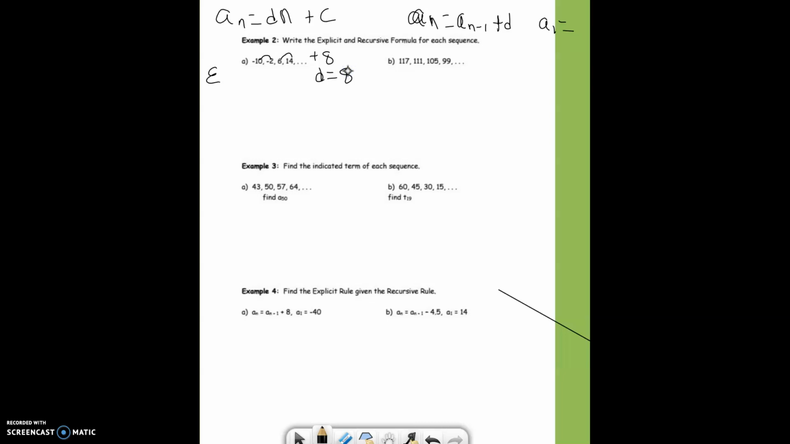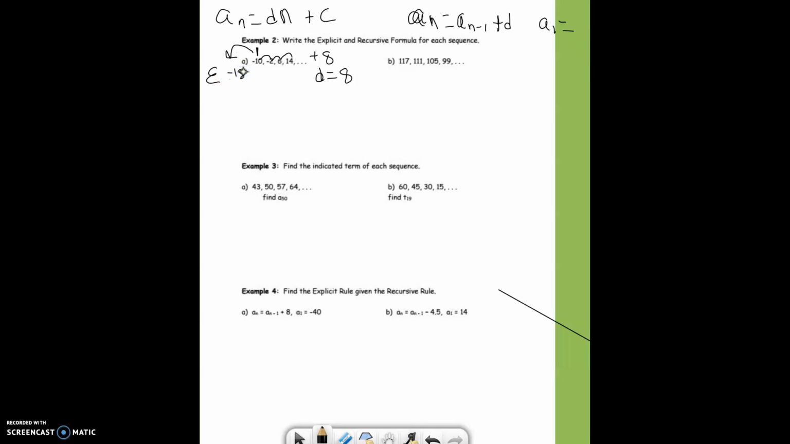Now, C is what I call the zero term. If you look at this term and we're going up by 8, and this is my first term, what would the term before this be? That's going to give me my C value. If you think about it, instead of adding 8, I would subtract 8. So my zero term would be negative 18.